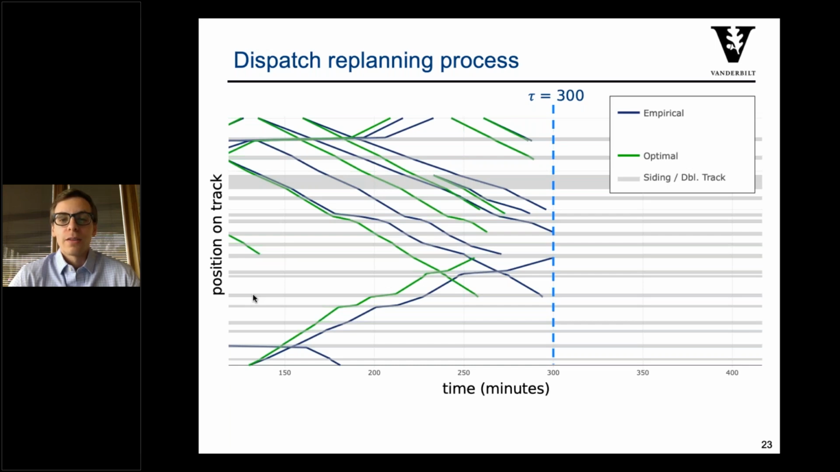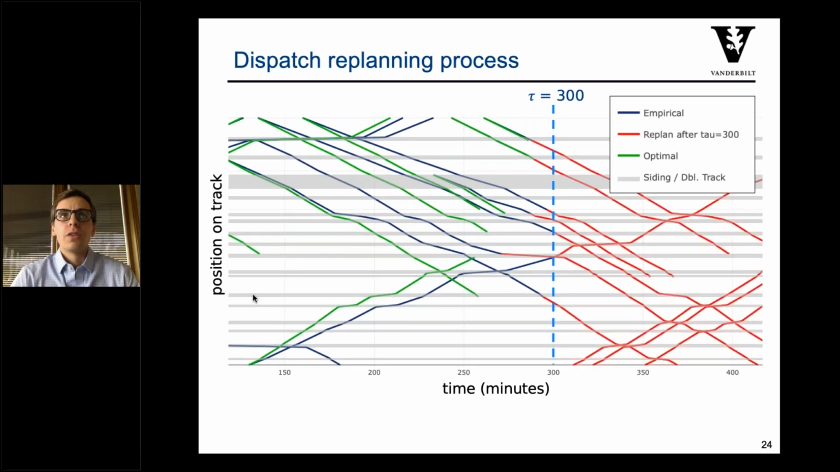We can see that many of the trains here have diverged from their optimal plan, some a significant amount and some a fairly modest amount. But because of that new network state, of course, we are required to replan, because the original continuation of the optimal plan would no longer be feasible based on where the trains are currently. And so this is what that replanning would look like going forward from this point, tau equals 300.